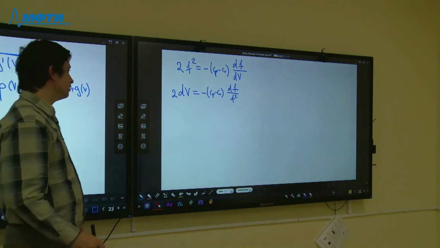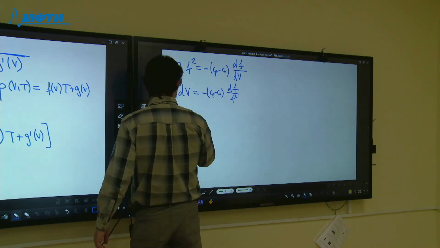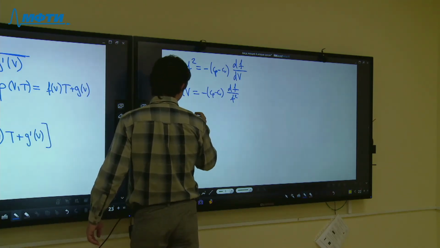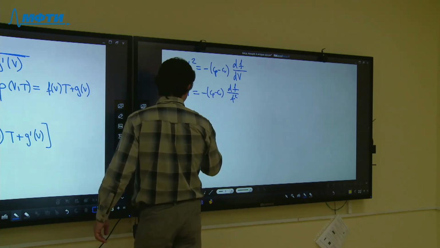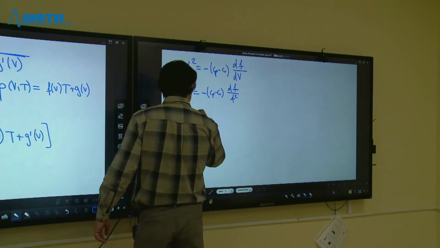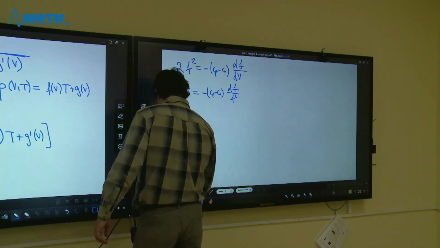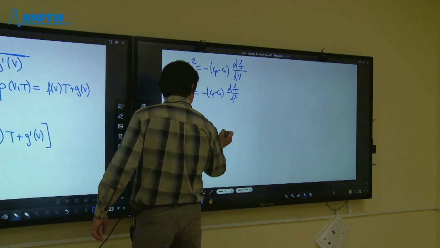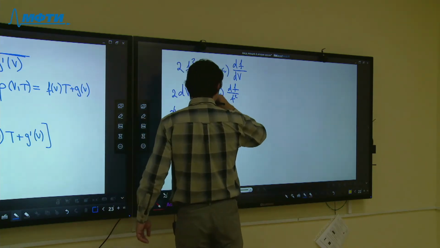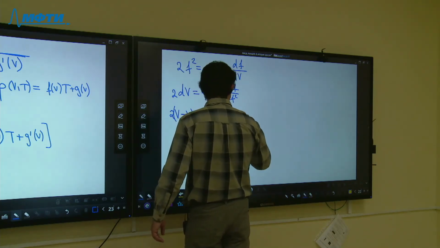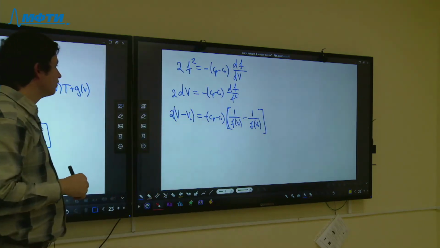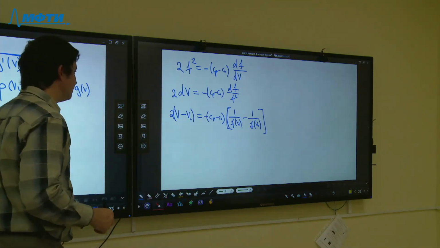And after that, I do the integration. The integration goes as follows: two times volume plus some constant, so let's say V0, or I can write 2 times V minus V0 equals Cp minus Cv times 1 over f of V minus 1 over f of V0. So now I was able to determine my function f of V.